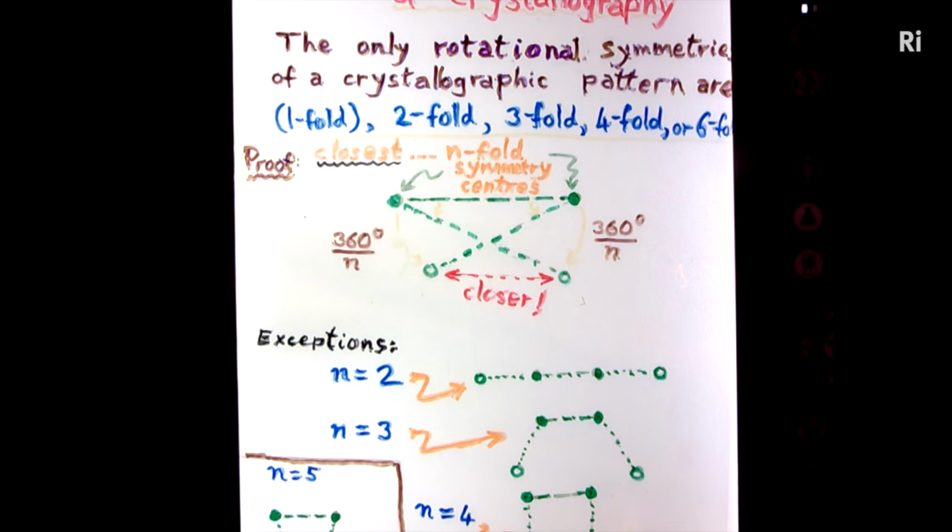Now, you see, I'm going to rotate this one by 360 degrees over n into that point, and this one in the other direction through 360 degrees over n into that point, and these two will then be closer, which contradicts this being the closest. So that's a contradiction unless n equals 2, when they're not closer, they're a lot further off. When n equals 3, they're not closer, they're further off.